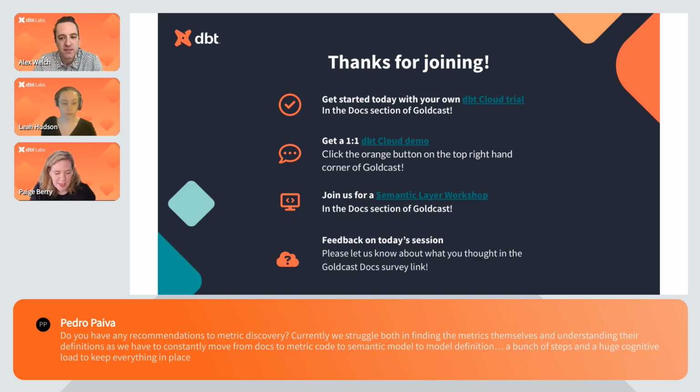Yeah, really good points, Alex. We do a lot of documentation on our semantic models and metrics to help with this as well. And yeah, those PRs don't get approved without the documentation for sure.